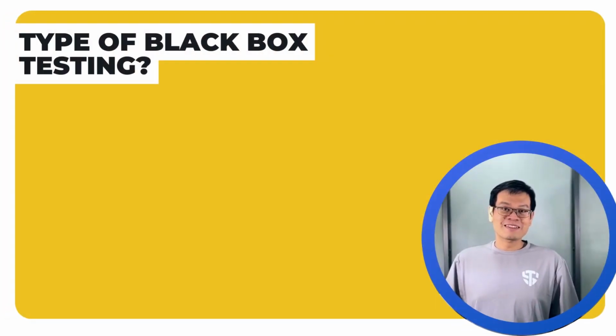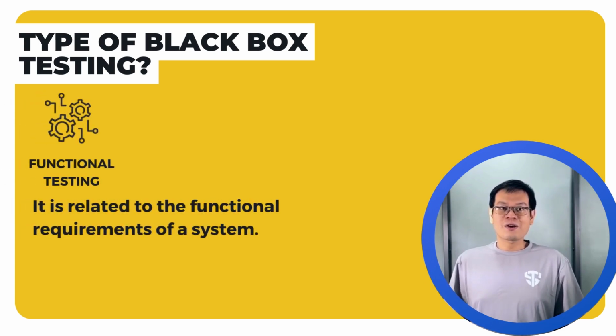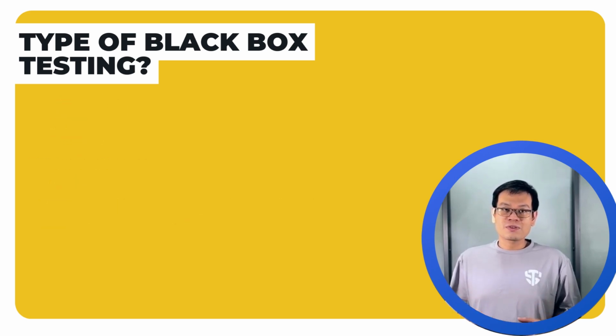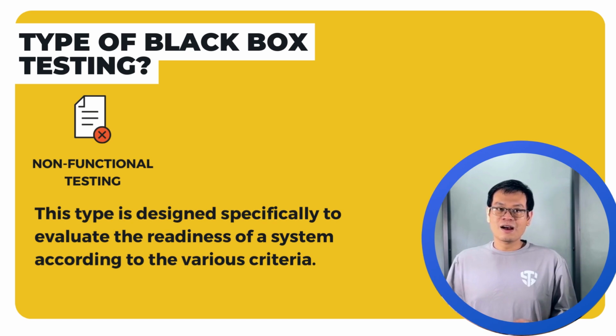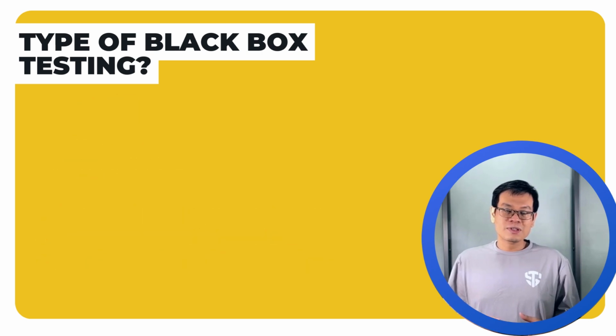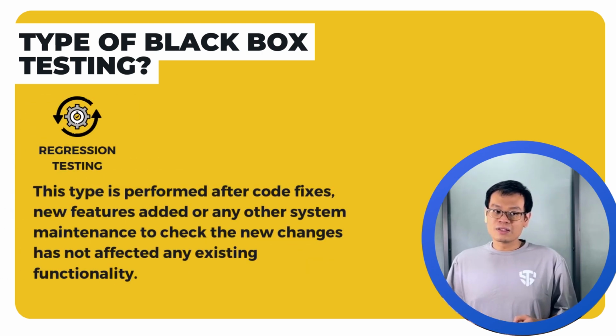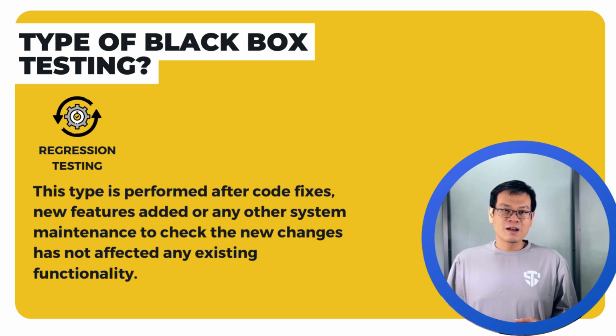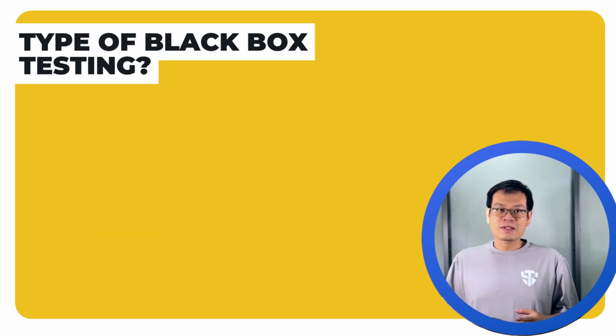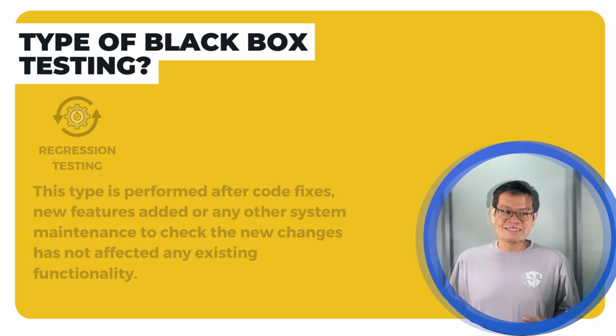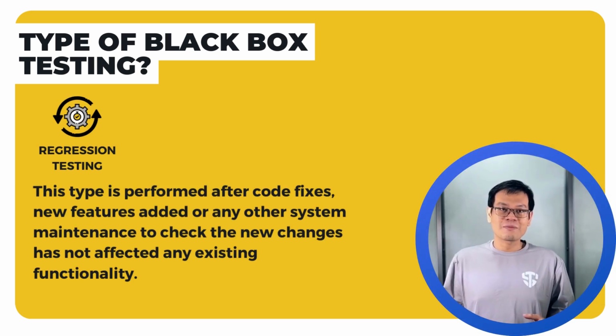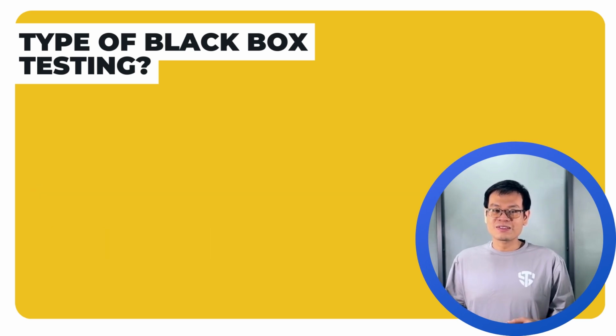So we can divide Blackbox testing into three types of testing. First one would be functional testing. In this test, we design test cases basically from functional requirements. The next one is non-functional testing. All test cases are basically based on non-functional requirements. And the last one is regression testing. This test is basically conducted after we fix bugs or add new features.